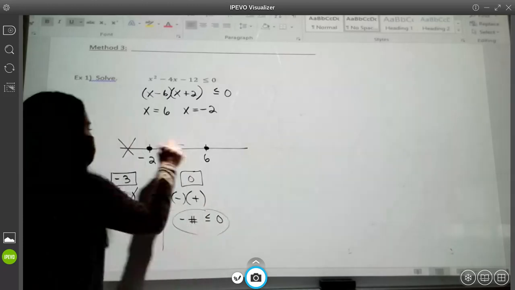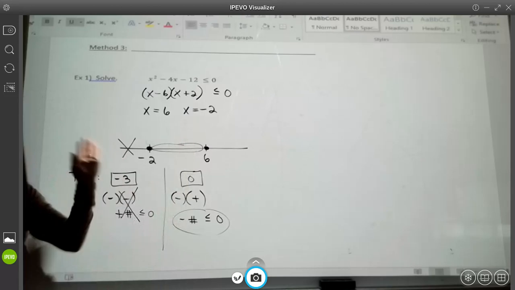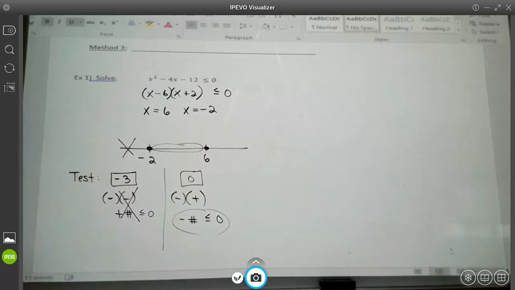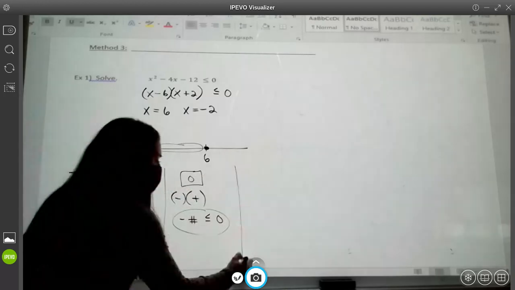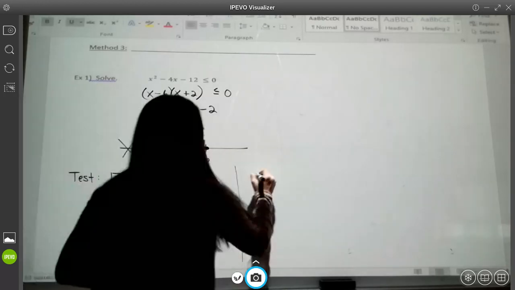All right, and then pick a number out here. What about numbers over here? What's a number we could test to the right of 6? 7. Okay, plug 7 in. Is 7 minus 6 going to be positive or negative?